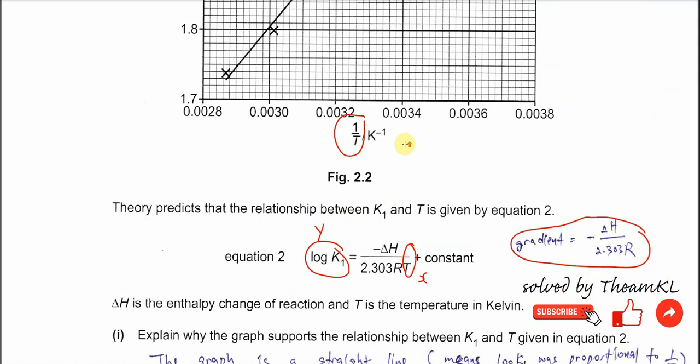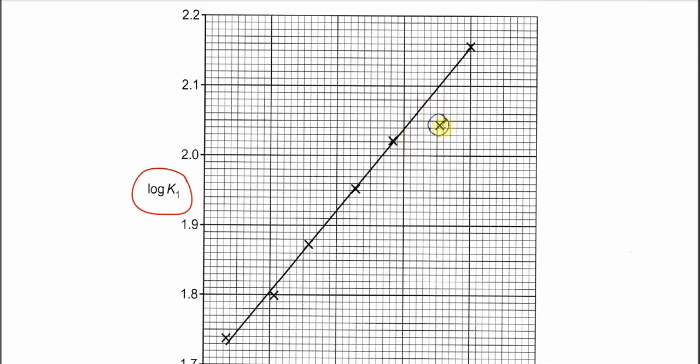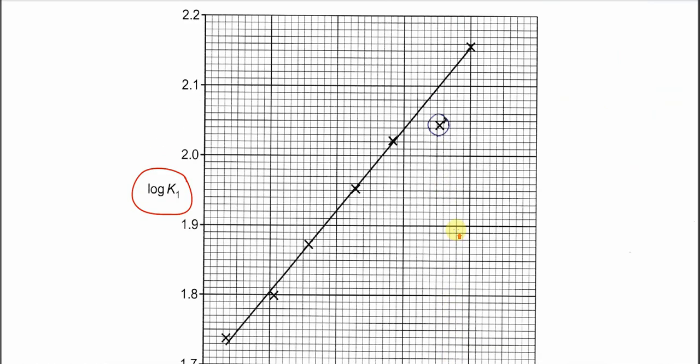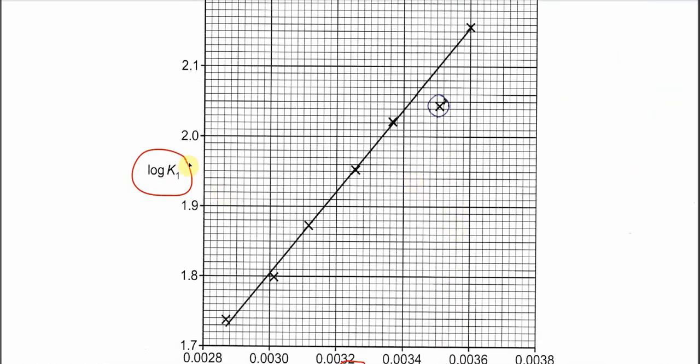Part 2. Circle the point on the graph in figure 2.2 that you consider to be the most anomalous. It's quite obvious here. Just circle this one. At this temperature, the log K is supposed to be somewhere here. And this log K1 depends, let's get back to the equation.